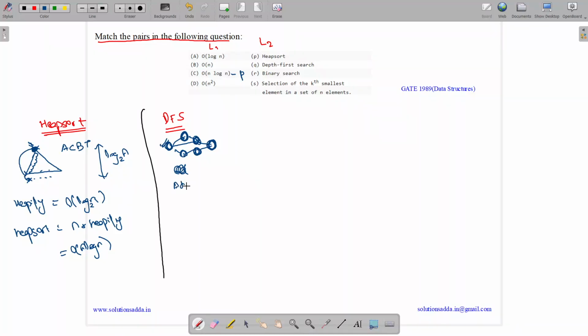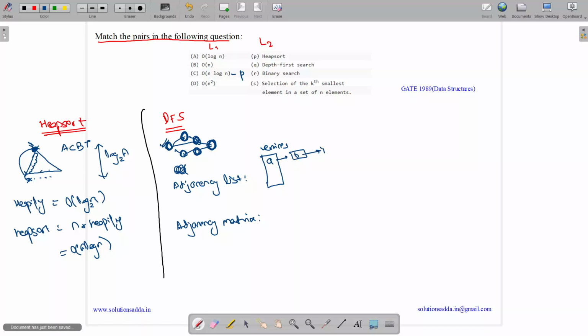Either we can have the adjacency list method or we can have the adjacency matrix method to represent a graph. What is the adjacency list method? In the adjacency list method, we will have all the vertices over here and all the edges will be represented like this. Like if A is connected to B, then it will be represented by this. If A is connected to C, it will be represented by this. If B is connected to C, it will be represented by this.